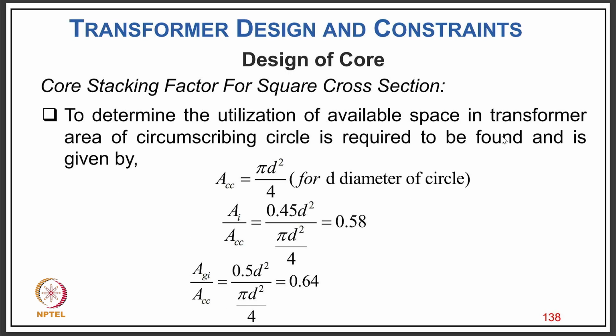Now coming to the core stacking factor for the square core, to determine the utilization of available space in the transformer, the area of the circumscribing circle is required to be found. AC is equal to pi D square by 4 for D diameter, and AI upon AC is 0.45 D square by pi D square by 4, that becomes 0.58, and AGI upon AC becomes 0.5 D square divided by pi D square by 4, which is 0.64.